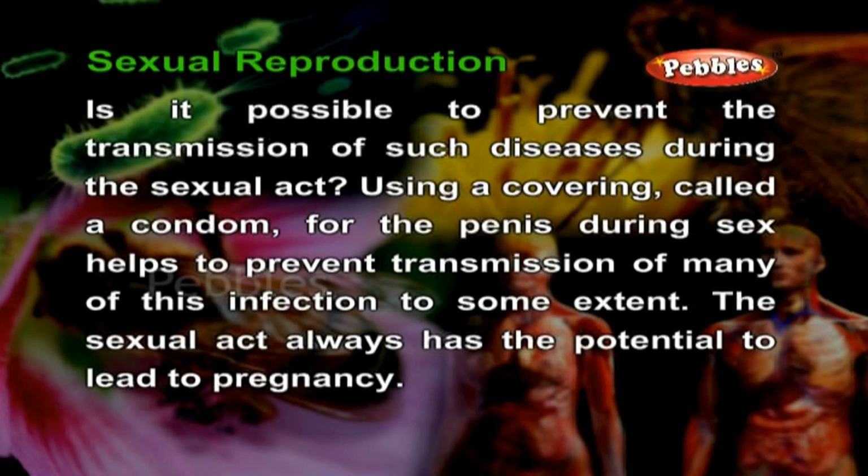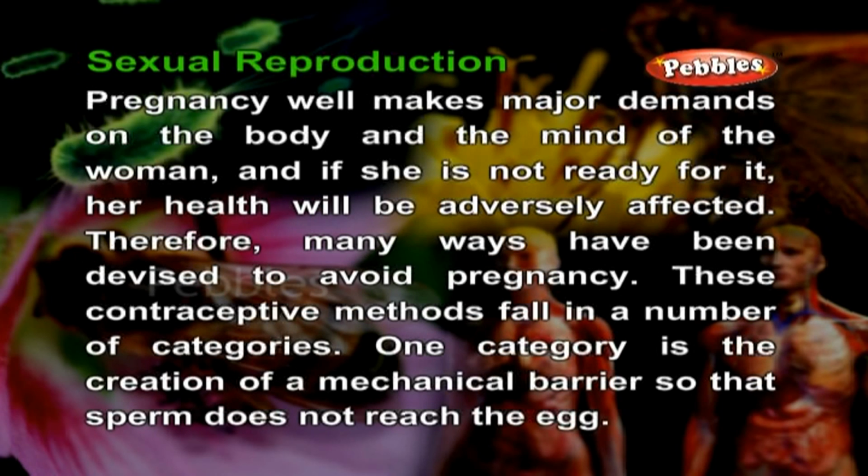to some extent. The sexual act always has the potential to lead to pregnancy. Pregnancy makes major demands on the body and the mind of the woman, and if she is not ready for it, her health will be adversely affected. Therefore, many ways have been devised to avoid pregnancy. These contraceptive methods fall in a number of categories.